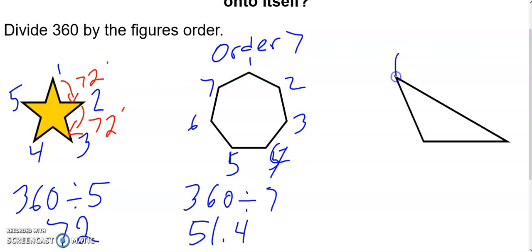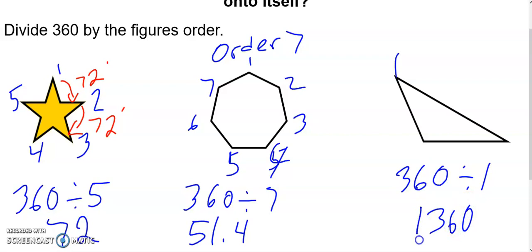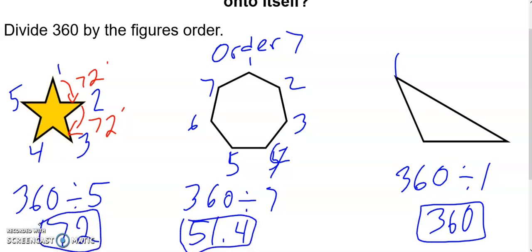And then we said the triangle has an order of 1. So 360 divided by 1 is 360. And as we can see, that is one complete rotation, so the triangle does not have rotational symmetry, but these other ones do. 51.4 and 72, that's how many degrees are in each rotational symmetry. Every click, one turn, is this many degrees: for the star, 72, and for the heptagon, 51.4.